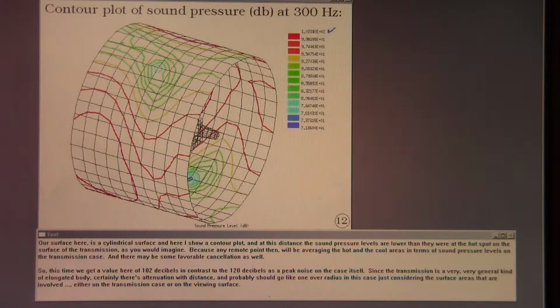Since the transmission is very generally kind of an elongated body, certainly there's an attenuation with distance, and probably should go like 1 over radius in this case, just considering the surface areas that are involved either on the transmission case or on the viewing surface.